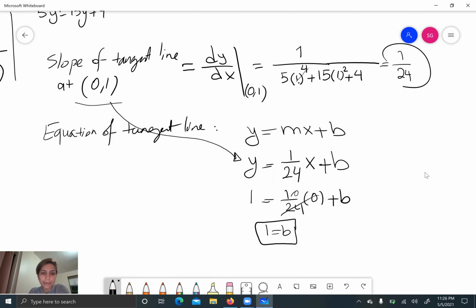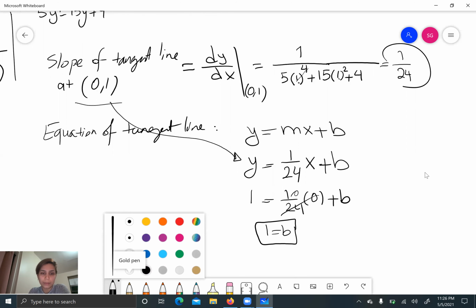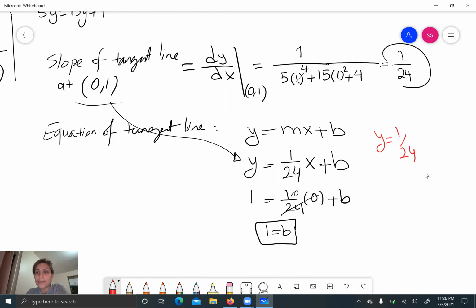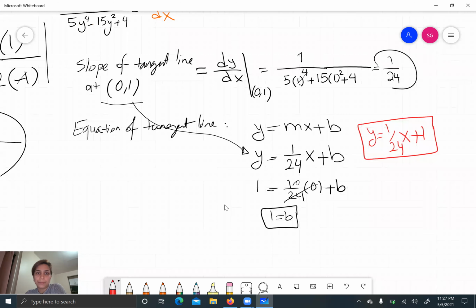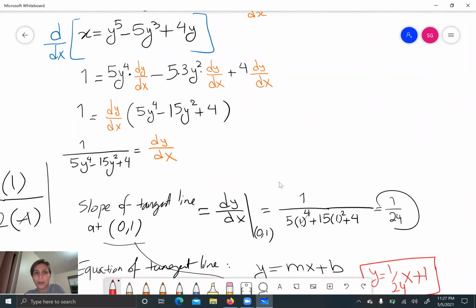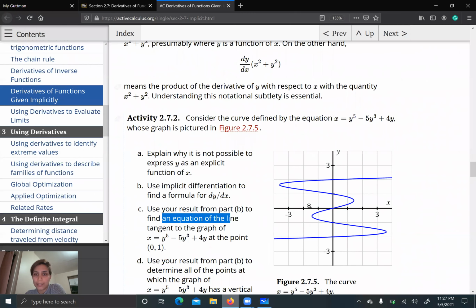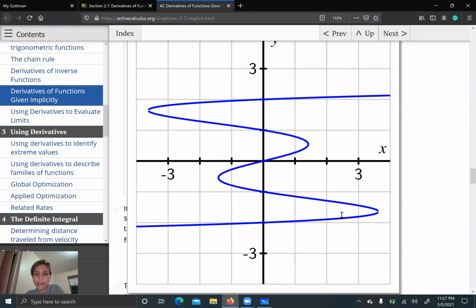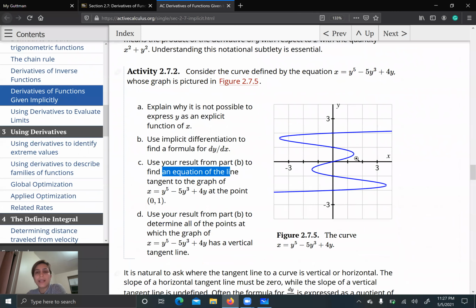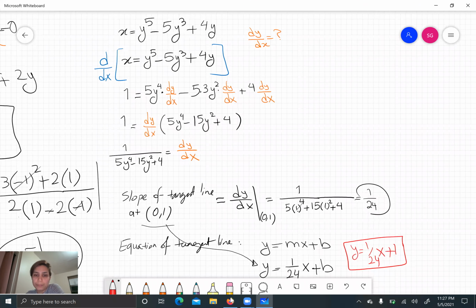The answer is y equals 1/24 x plus 1. So the idea was that although this graph is not a function, this curve is not a function, we were able to use implicit differentiation in order to find the equation of the tangent line. Okay.